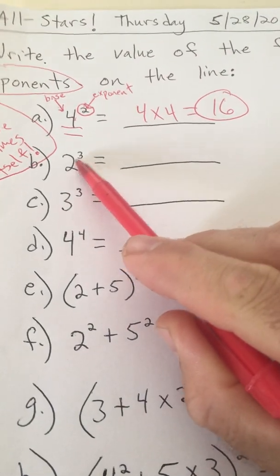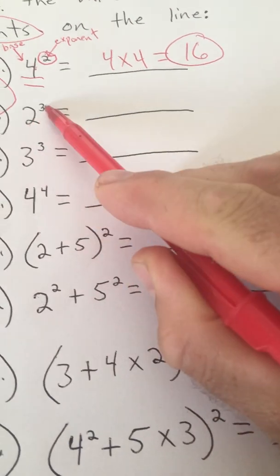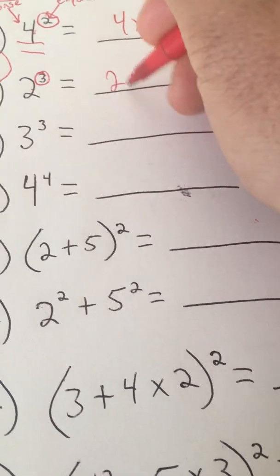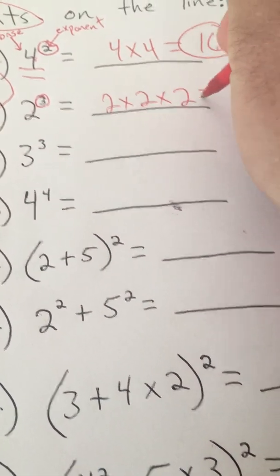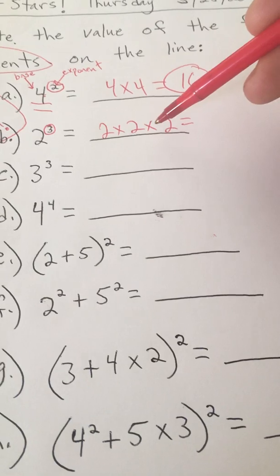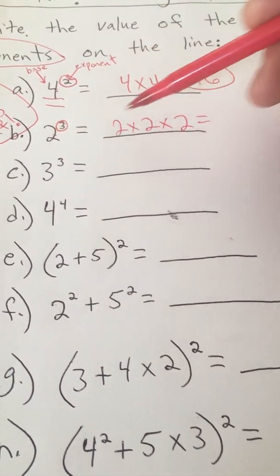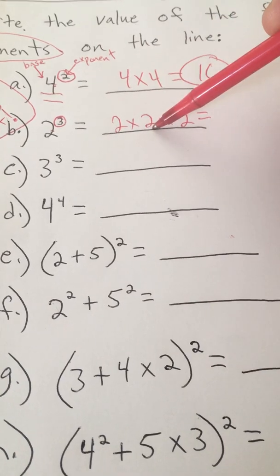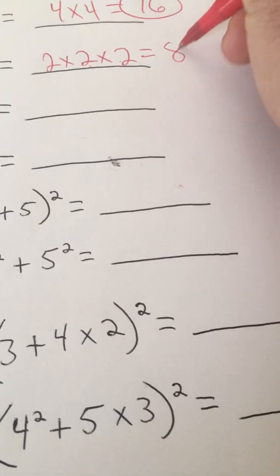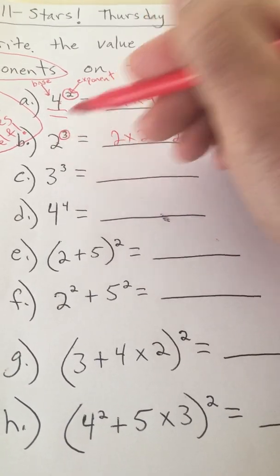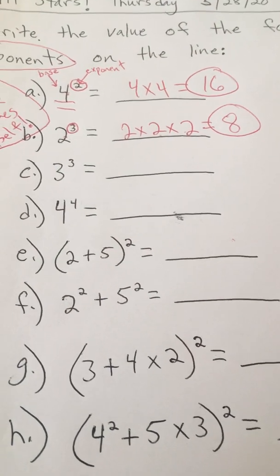Okay, when you do 2 to the third power, they call that 2 cubed. We're going to do 2 times itself 3 times. So 2 times 2 times 2. You don't have to write this out. I'm just trying to show you that that's what 2 to the third is. It's 2 times itself 3 times. So 2 times 2 is 4, times 2 is 8. So the answer for 2 to the third power, or 2 cubed, is 8.